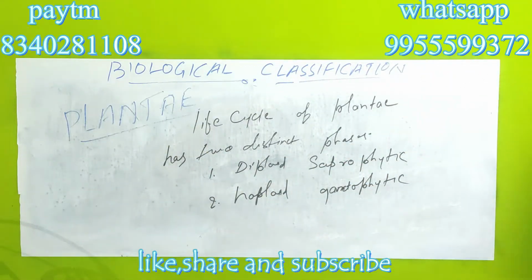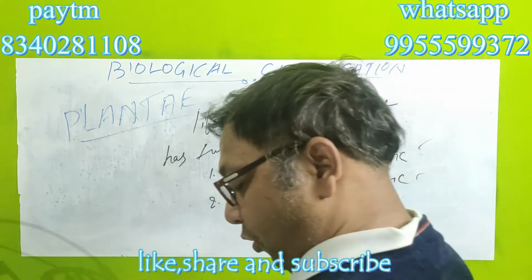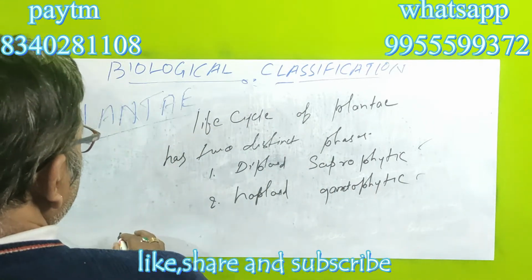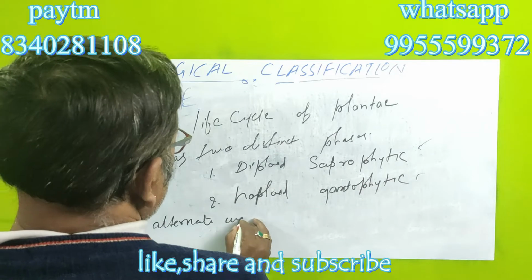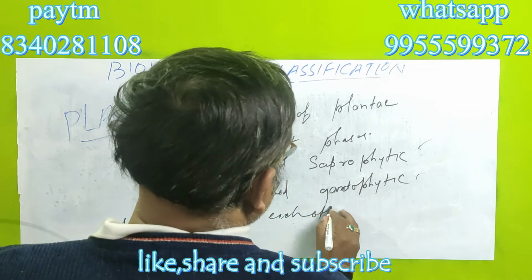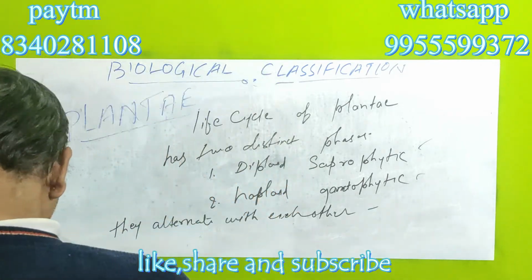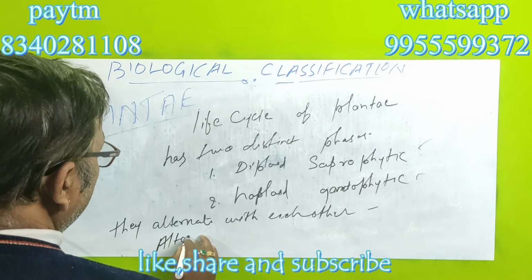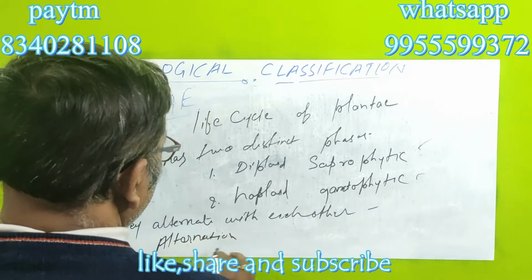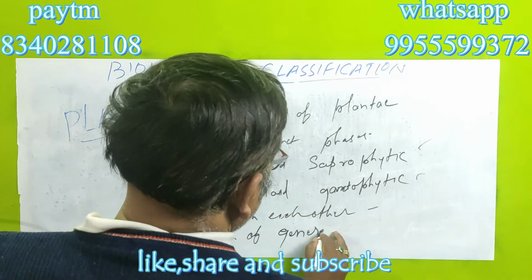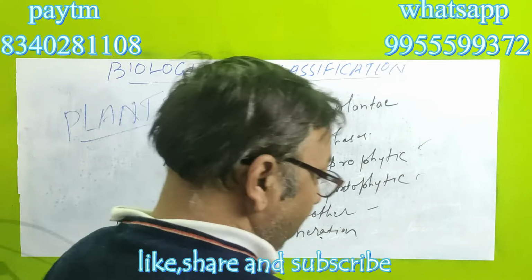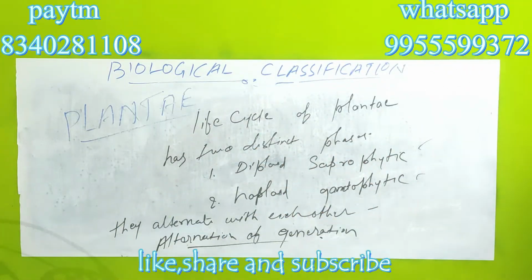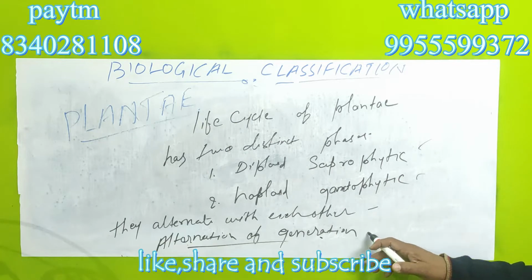So we can say that this life cycle has two distinct phases, that is diploid sporophytic and haploid gametophytic, and they alternate with each other. So this is called alternation of generations. What is alternation of generation? When the two distinct phases, diploid sporophytic and haploid gametophytic, alternate with each other, that is alternation of generation.